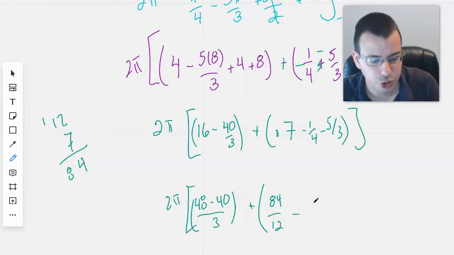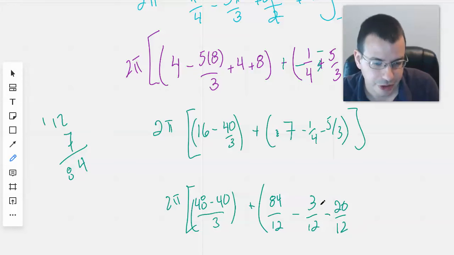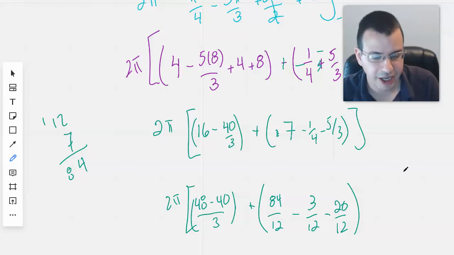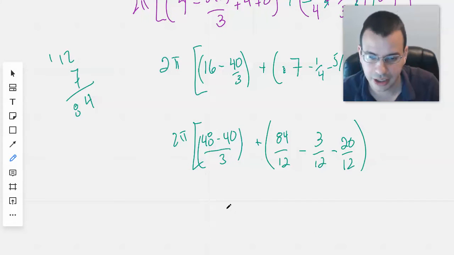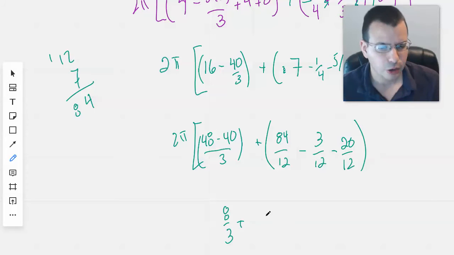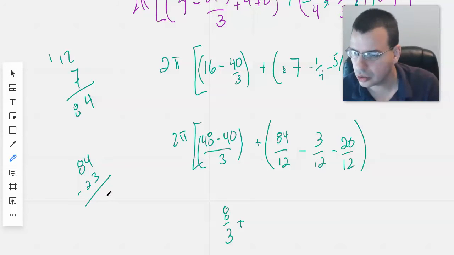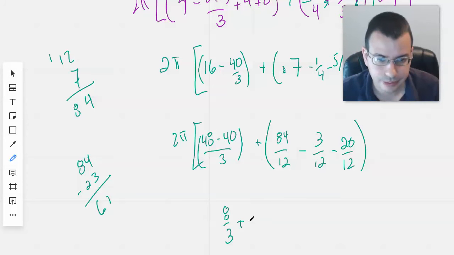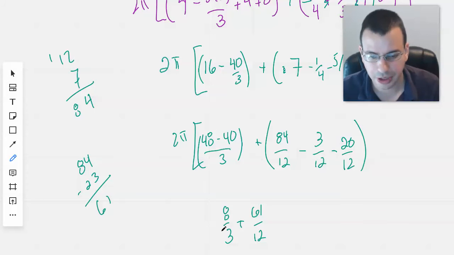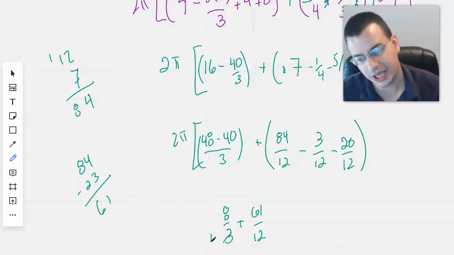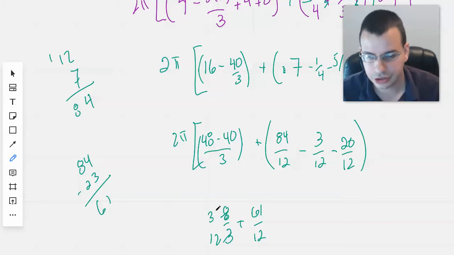minus, all right, now we're going to 12ths here, so it'll be 3 12ths minus, and then 20 12ths. So this becomes 84 minus 23. So this will be 8 thirds plus, 84 minus 23 is 61 over 12. Convert this to 12s, multiply both sides by 4. So we have 12, 8 times 4 is 32.